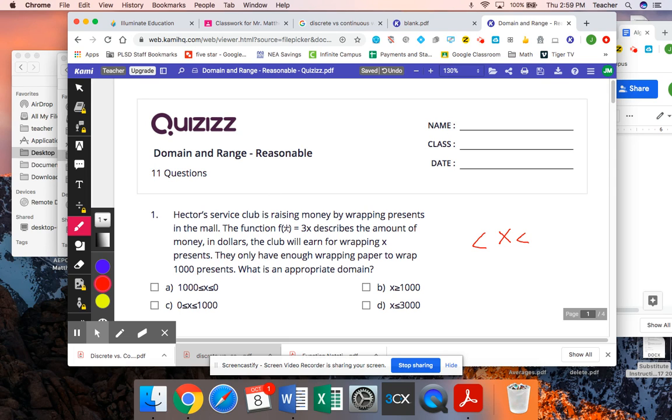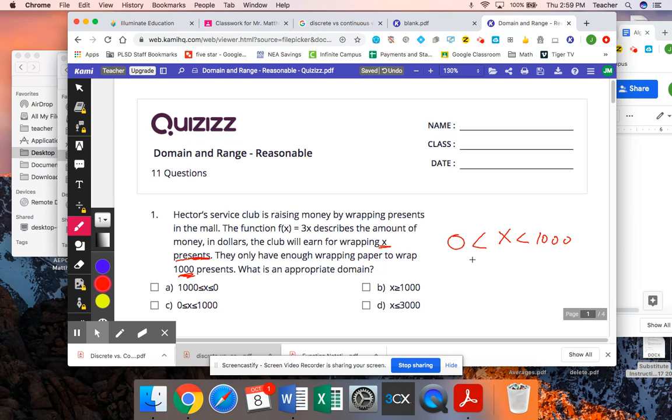Now, if the whole function is 3x and x represents the number of presents, that's how many, the function tells you how much money. X is the number of presents. X can go into this thing a certain number of times, right? It can go as low as 0. So you can have 0. That's the smallest amount of presents, right? You can have 0 presents, or I can have up to how many? 1,000. Now, the question is, do you include them or not?